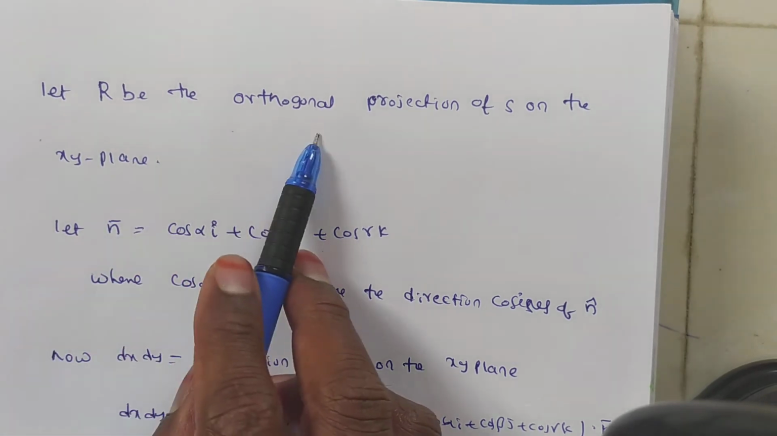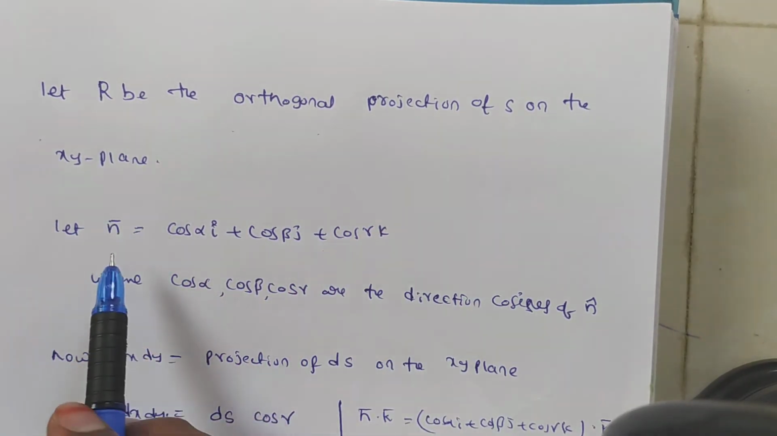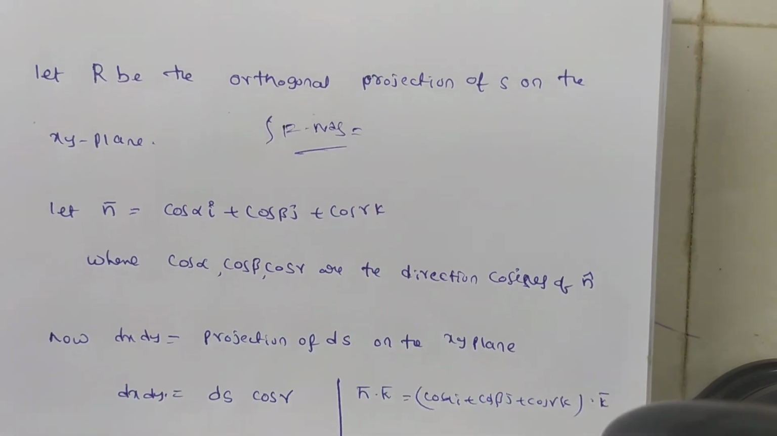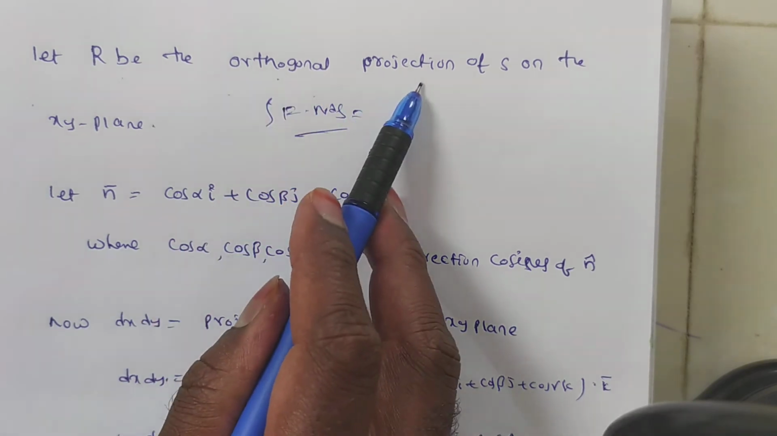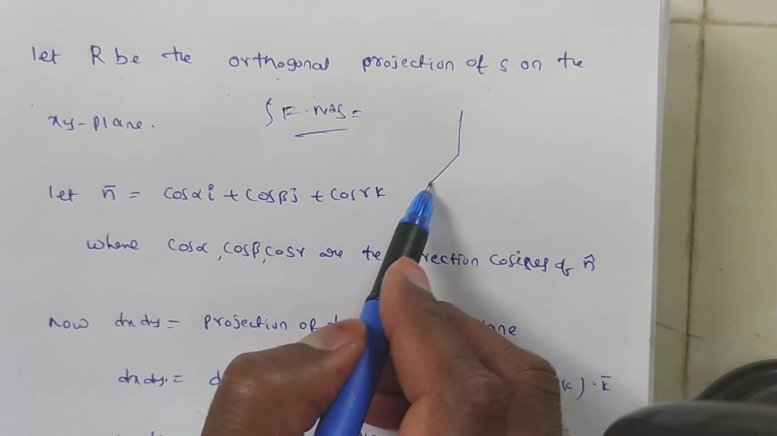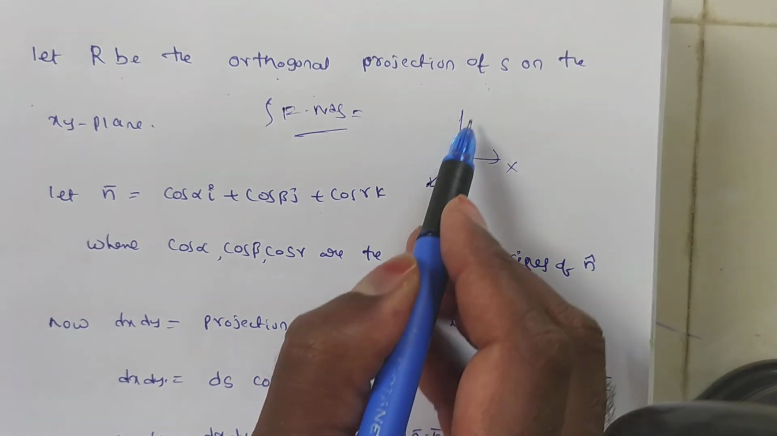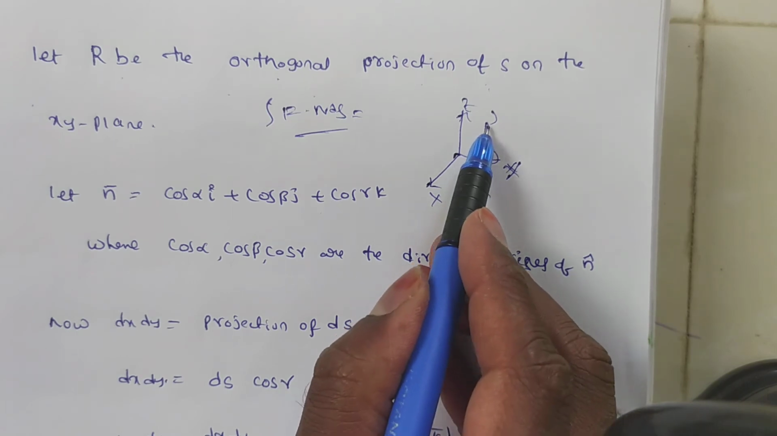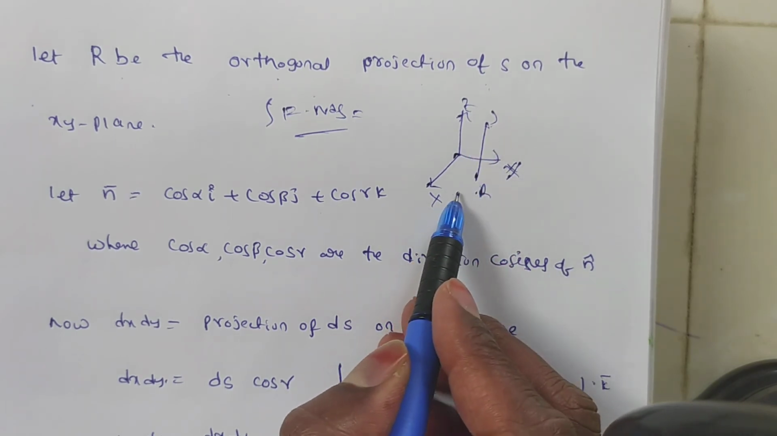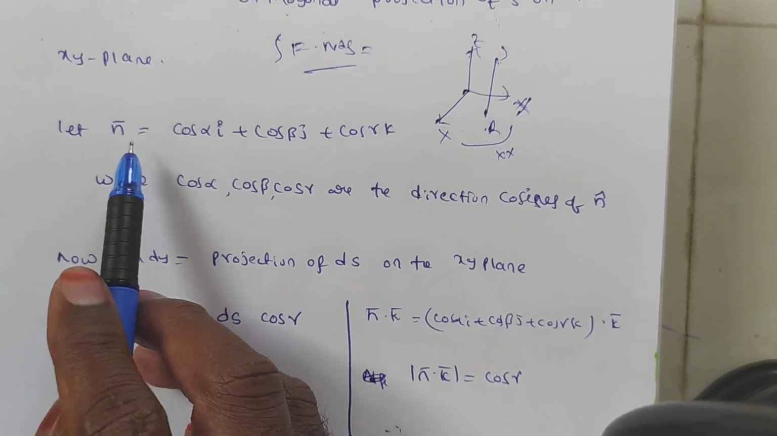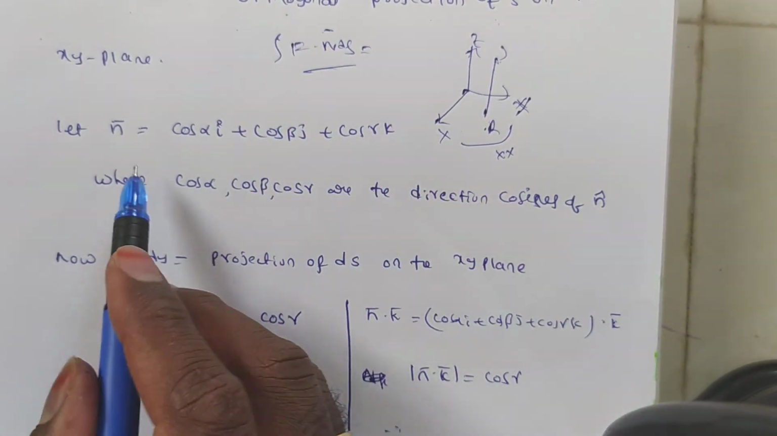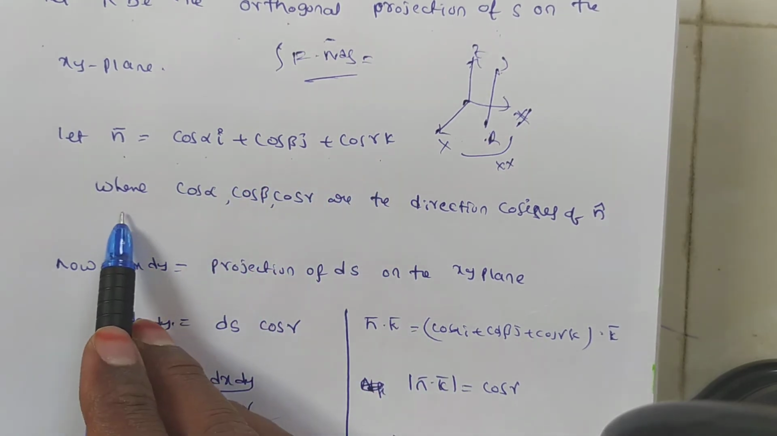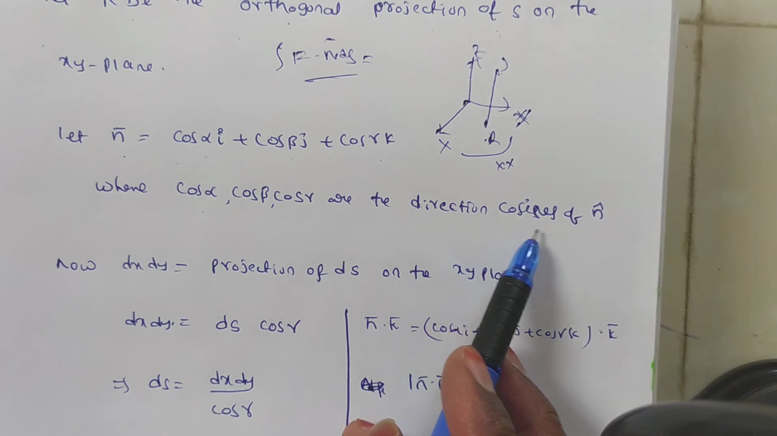Now let R be the projection of S on the xy plane. Consider the xy plane, then what will happen? F bar dot n bar dS we are going to discuss. If R is the orthogonal projection of S on the xy plane, with this as the x axis, this as y and here z, this is S and this is R. If you want to evaluate the integral of f bar dot n bar dS, we have n bar equal to cos alpha i plus cos beta j plus cos gamma k, where cos alpha, cos beta, cos gamma are direction cosines of n bar.